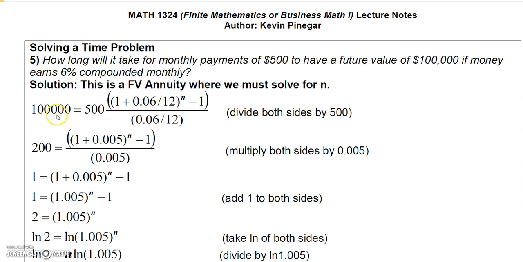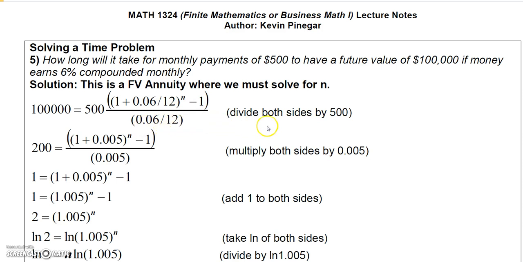Now, we know the future value is 100,000. We know the payment is 500. We know i would be the annual rate, 0.06 divided by 12, since it's monthly. And then n is the unknown because we're trying to solve for time. So when we get the answer for n, that'll give us the number of months. And then don't forget the minus 1, and then in the denominator you have the i as well.